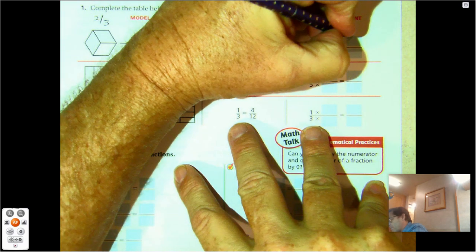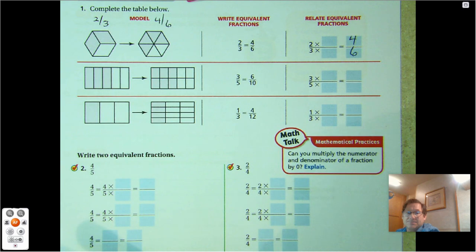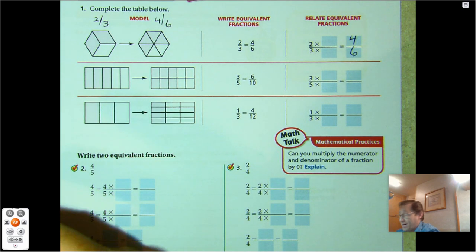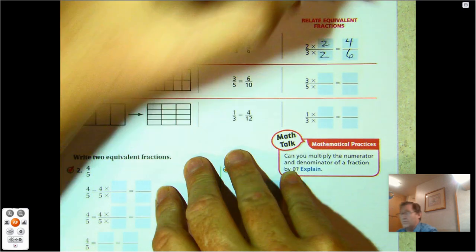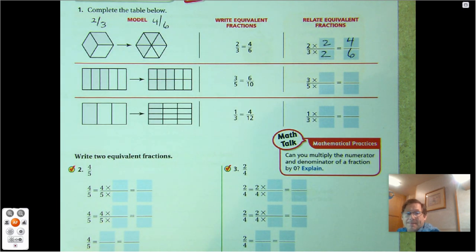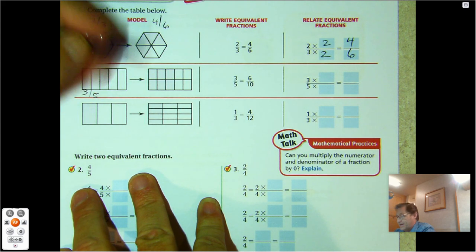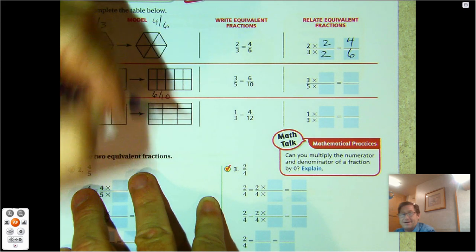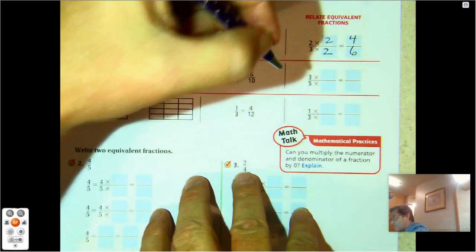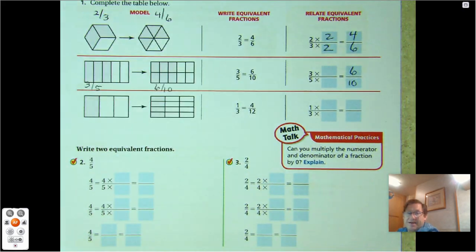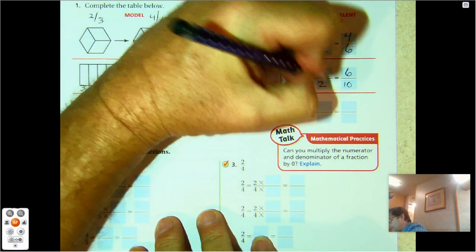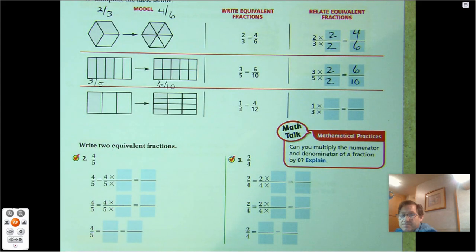So what did they multiply by to get 4/6? They doubled the 3, right? So 2 over 2 would give us 4/6. Okay, in our next model, this first one is 3/5, and it's going to become 6/10. So what did they multiply the 3/5 by to get tenths? 2. 5 times 2 is 10. So do the same thing to the numerator. Multiply it 2 times. So we have 6/10 shaded.